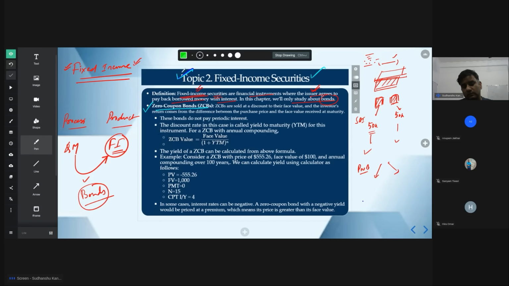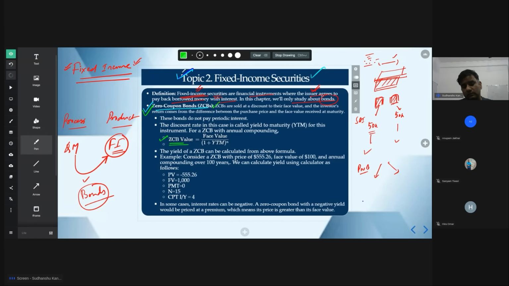In quantitative methods, the first product you are teaching me is zero coupon bond. Why are you teaching me zero coupon bond? Why are you not teaching me coupon bonds, or some other kind of bond? What is the reason for teaching zero coupon bond initially, and why so much love for zero coupon bond?